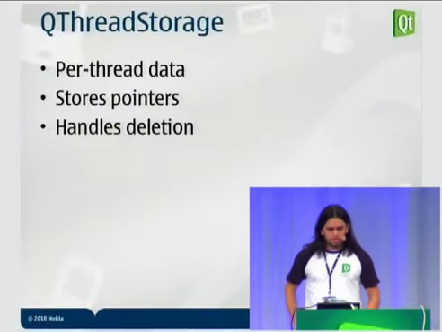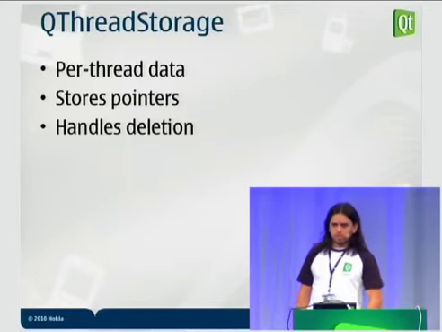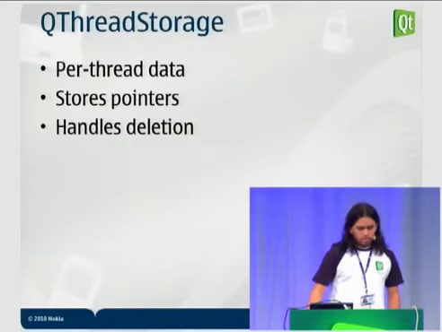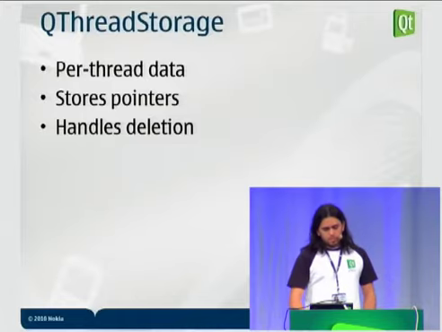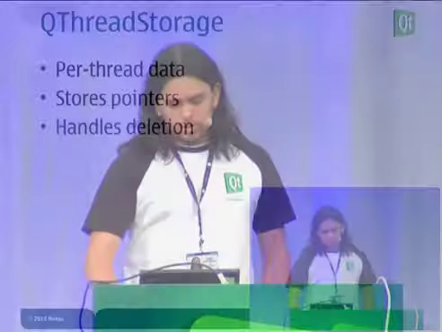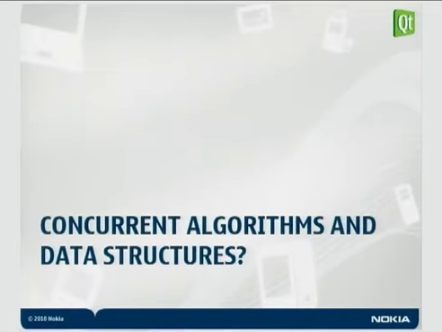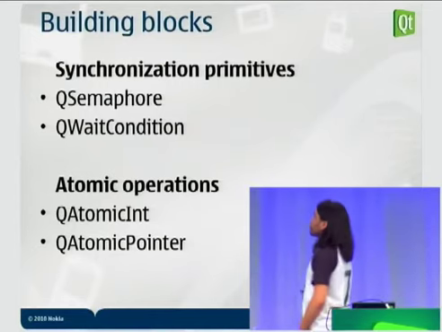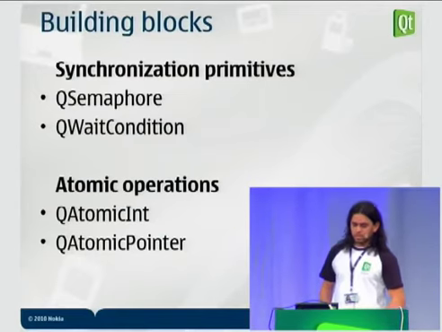So once you're using threads and thread pools or QtConcurrent, you're using mutexes, read-write locks and thread local storage, where do you go from here? These are just some common primitives, but you might want to do more elaborate stuff, like write your own concurrent algorithms, maybe write your own concurrent data structures to do more fancy synchronization and parallelism. Qt offers some building blocks for doing this. We have the semaphore and the wait condition synchronization primitives.